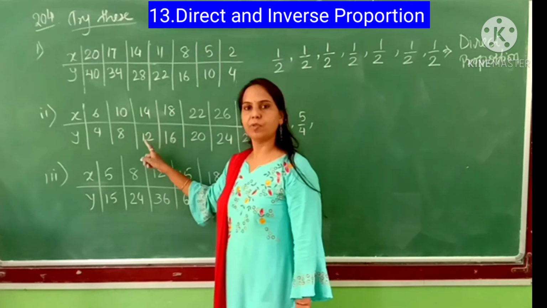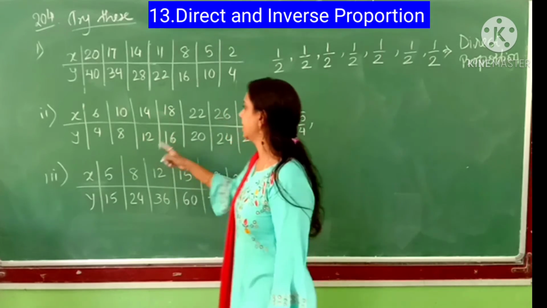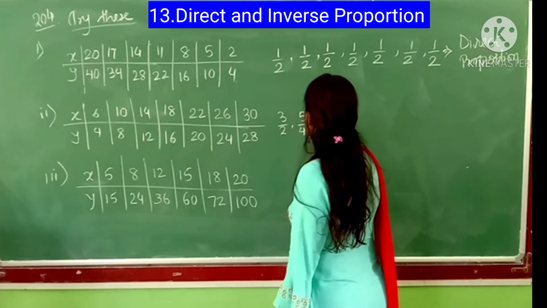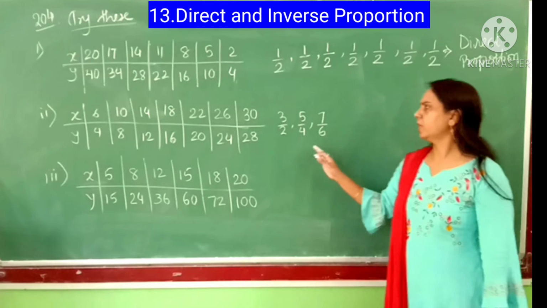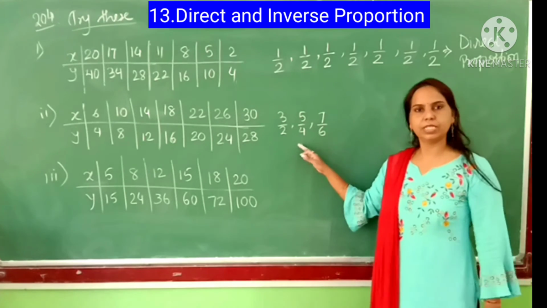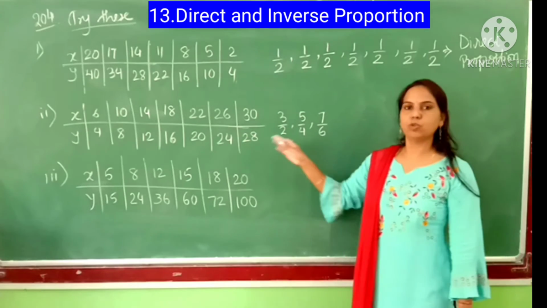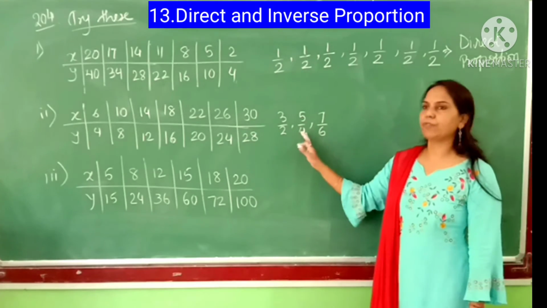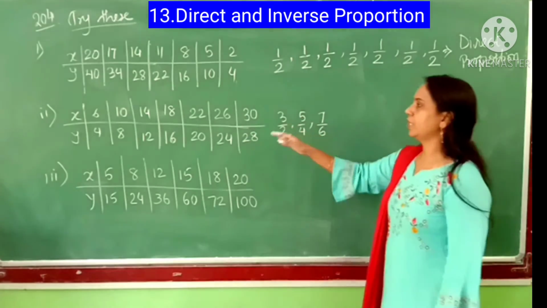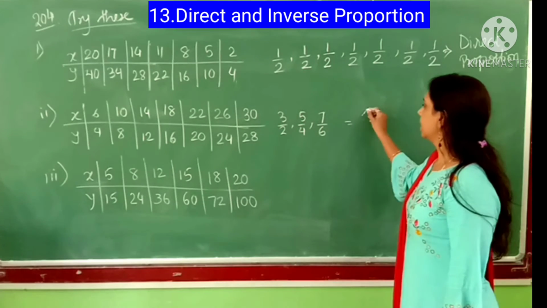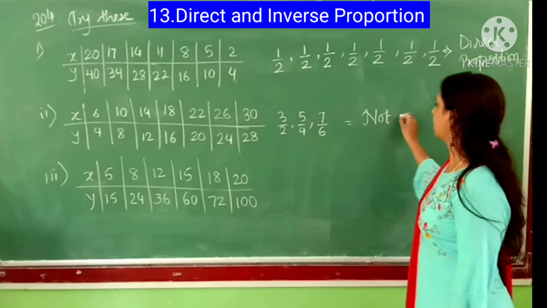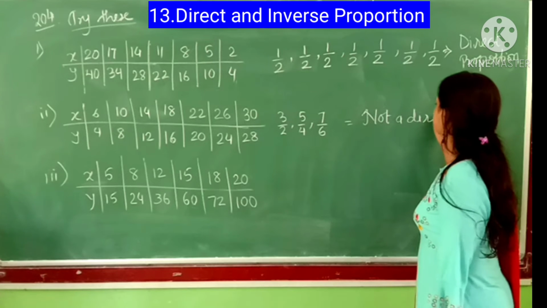Next, 14 upon 12, so we can have 7 into 2, 6 into 2, so it's 7 upon 6. Here you can find out that the value differs. It does not remain the same. For x1 upon y1, x2 upon y2, x3 upon y3, we have 3 different values. So we can say this is not a direct proportion.